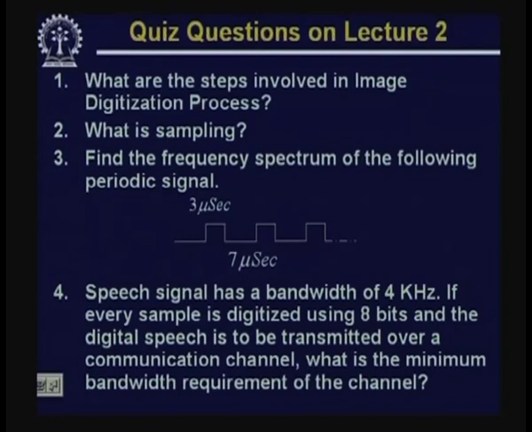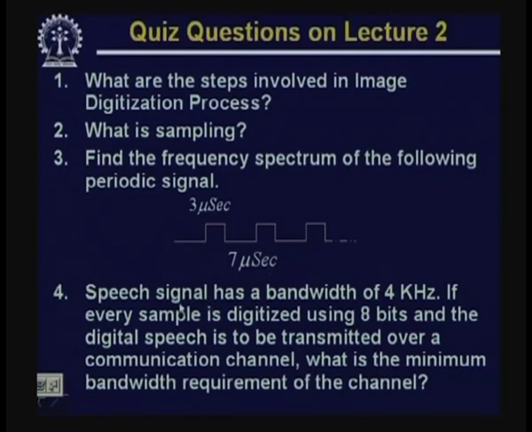The third question: here we have a periodic signal in time, which is a periodic square wave. In this square wave, the on time is 3 microsecond and the off time is 7 microsecond. So you have to find out the frequency spectrum of this periodic signal. Obviously, the time period of this periodic signal is 10 microsecond. You can assume the amplitude of this signal to be 1, and you have to find out the frequency spectrum of this periodic signal.